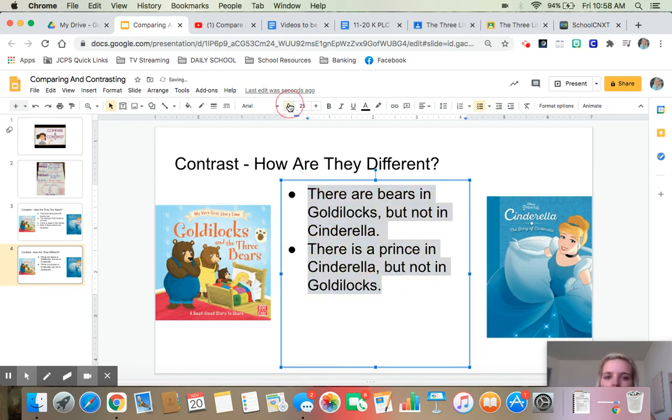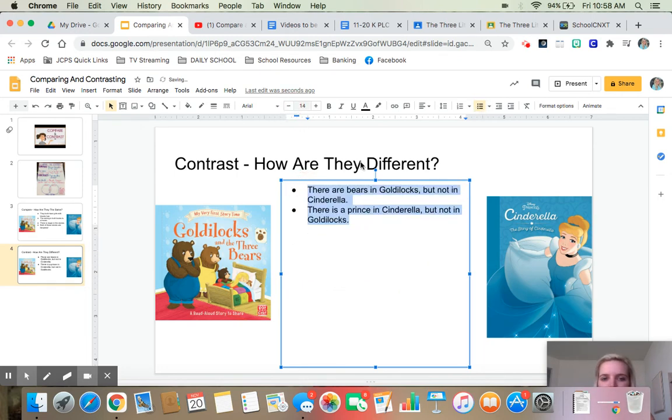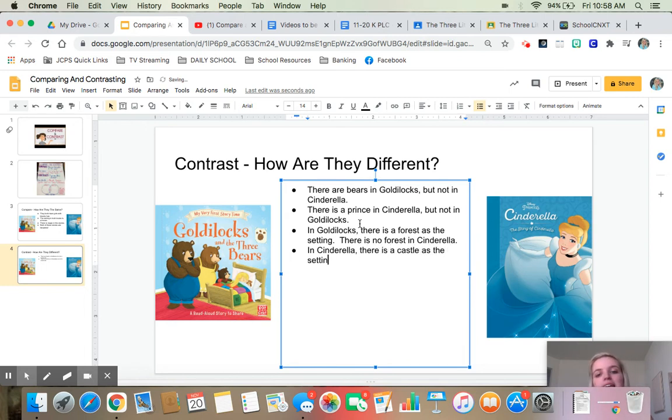Think about the settings that we talked about. So in Goldilocks, there is a forest as the setting. There is no forest in Cinderella. Also in Cinderella, there is a castle as the setting. There is no castle in Goldilocks.